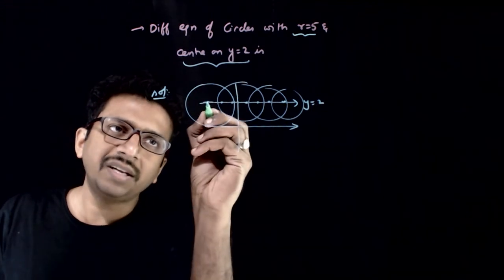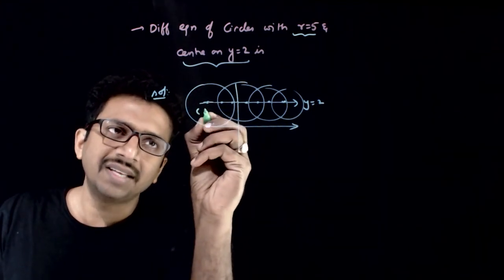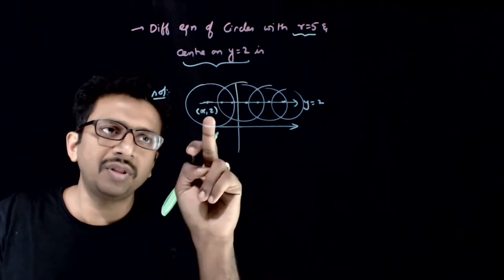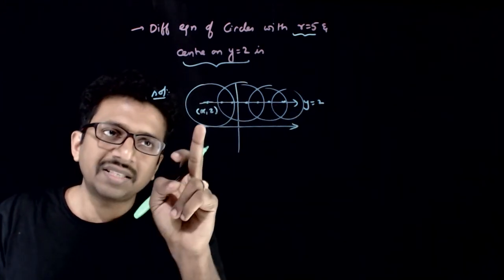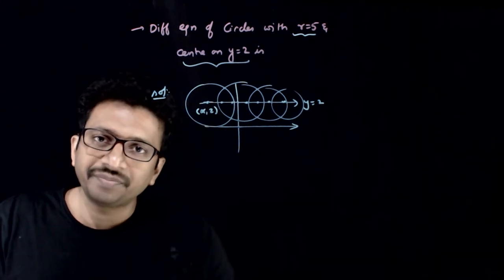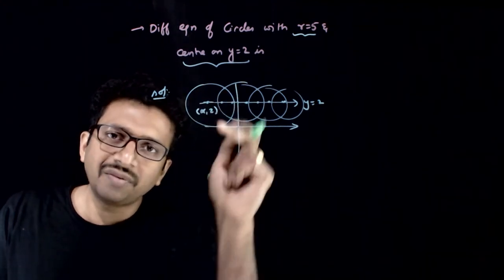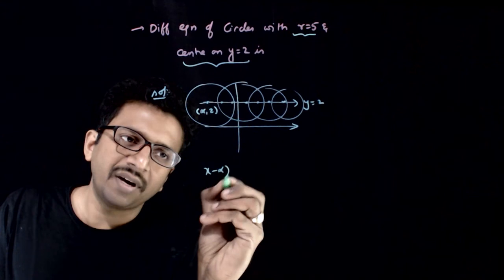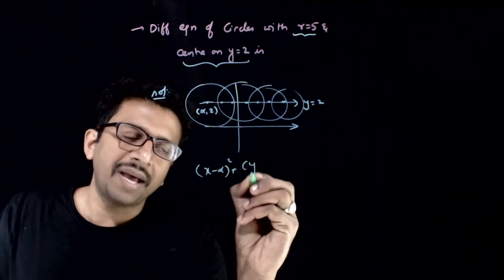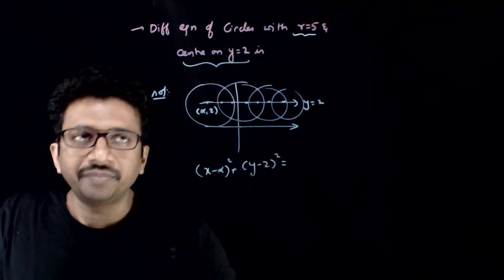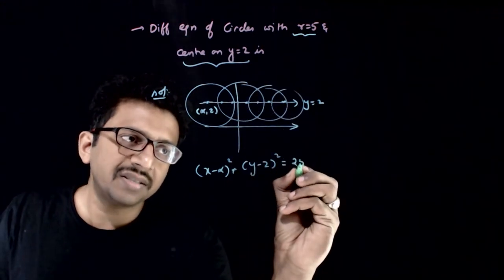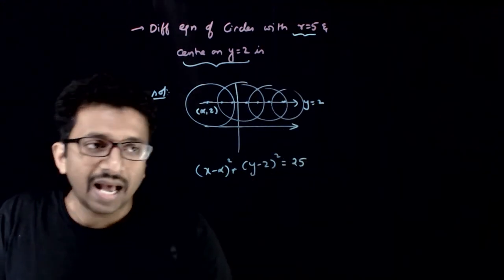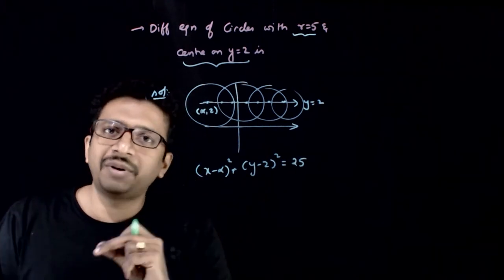So let us assume that the center of the circle is (alpha, 2), because we know that the y coordinate on this line is always equal to 2. The center should be of the form (alpha, 2). So what is the equation of this circle? (x minus alpha) whole square plus (y minus 2) whole square is equal to, the radius is 5, that is 5 square is 25. As you can see, you have only one arbitrary constant.